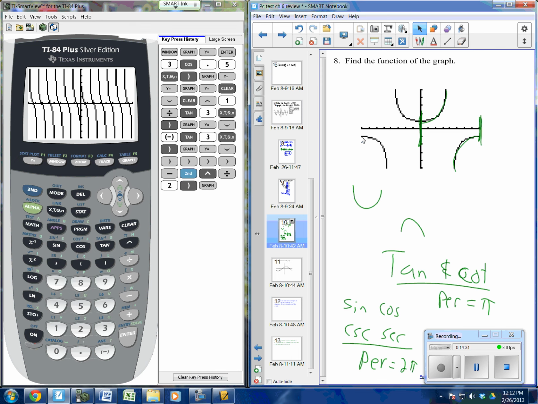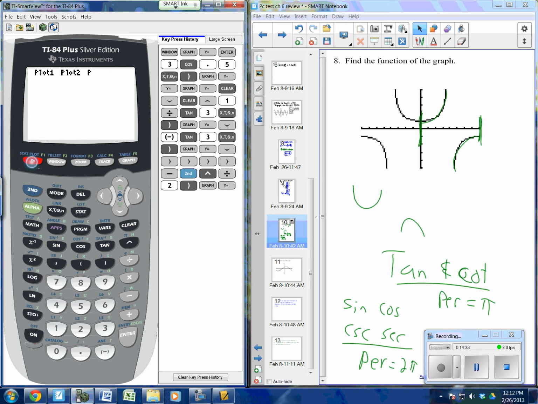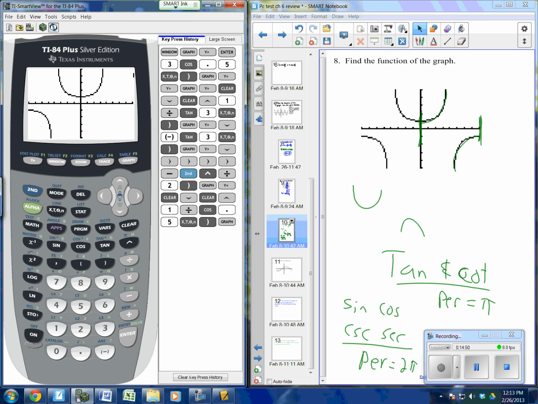All right. What did you guys get for this one? So 1 divided by the cosine of 0.5x, right? Or 1/2 x, however you want to write it. That should be it.